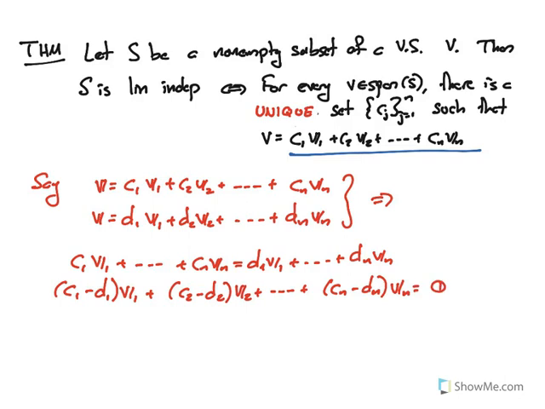And now you see that if the Vjs are linearly independent, then all these differences have to be 0. So the coefficients are uniquely defined. That's really what this means. And conversely, if they are linearly dependent, then there exists some non-trivial linear combination, and you can find two different sets of expansion coefficients that both result in the same vector.